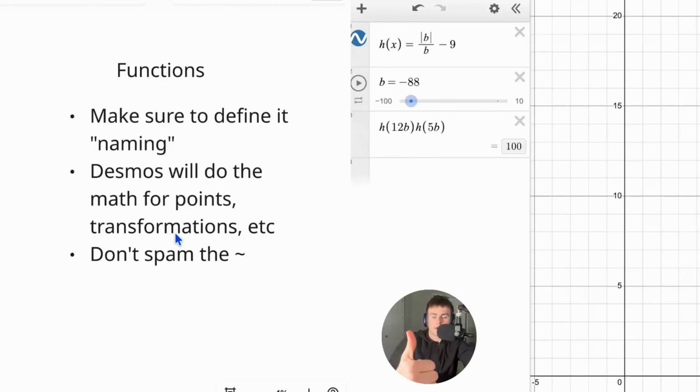This works for transformations, points, math, all that stuff. Don't spam the tilde. Just use the equal sign. This is as basic as it gets. So you do not want to be spamming the tilde on the really basic problems. Just graph it, let it do the work.